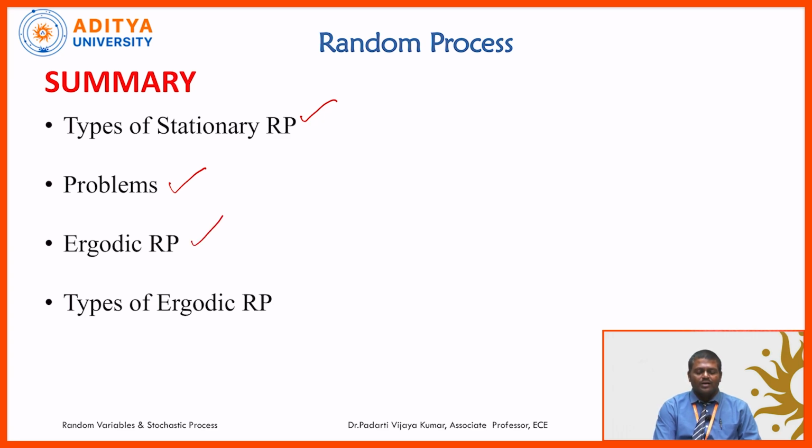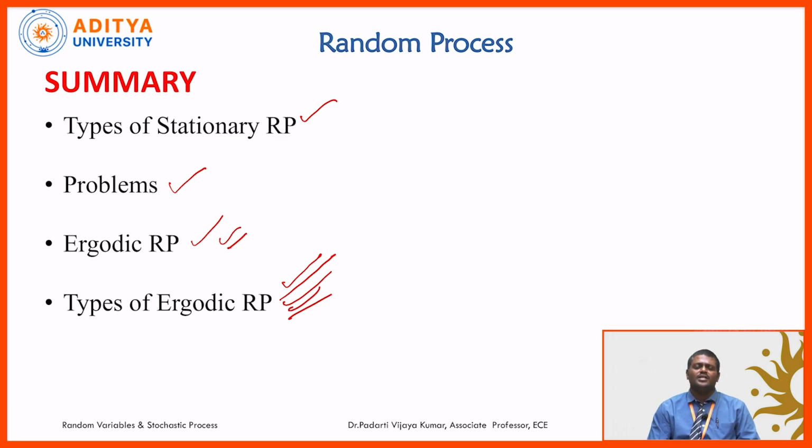We have seen the formulas: time average autocorrelation function, time average cross correlation function. If all time averages are equal to the statistical averages or ensemble averages, then we call it an ergodic random process. If the means are equal, mean ergodic random process. If time average autocorrelation function is satisfied, we call it autocorrelation function ergodic random process. If cross correlation function is satisfied, cross correlation function ergodic random process. Like this, we can classify the ergodic random process.